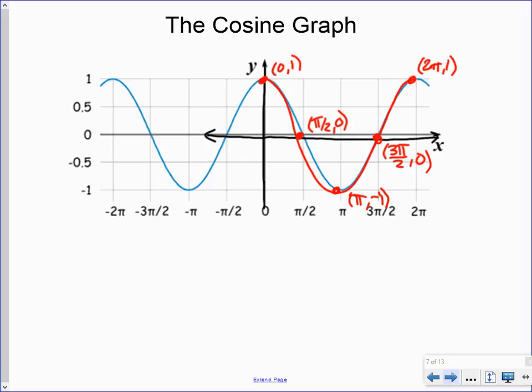Now, if you think in terms of domain and range, you're going to say it's the same thing as sine. They're essentially the same graph, just shifts of each other horizontally. So domain would be all real numbers, and range would be -1 to +1.